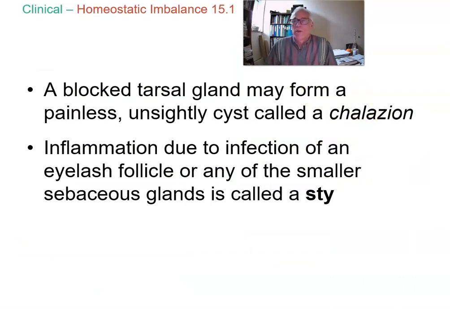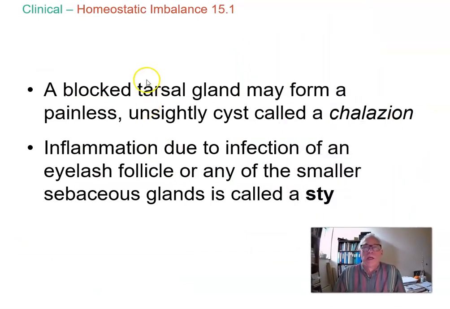Some homeostatic imbalances. If a tarsal gland becomes blocked, it may result in an accumulation of oils in a structure called a chalazion, a bulging cyst in or around the eyelid. There also could be an infection in one of the glands, and that produces an inflammation called a stye. Children are often subject to getting styes, infections of those glands, because they're less fastidious about touching their eyes after handling any number of different insalubrious materials.